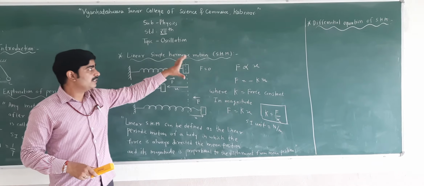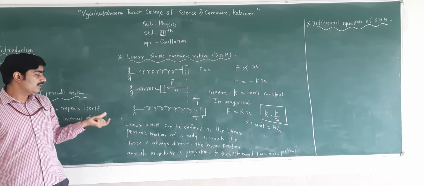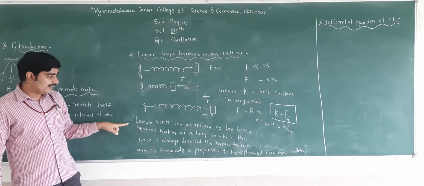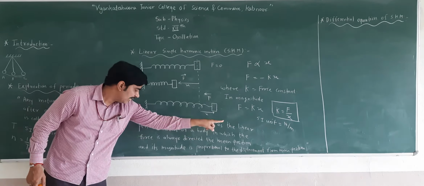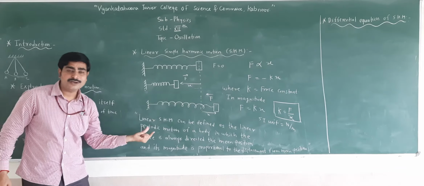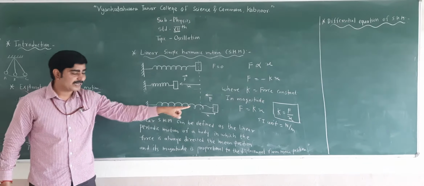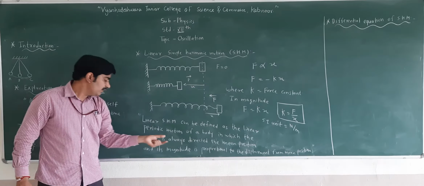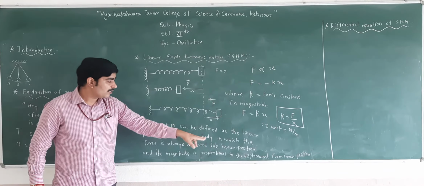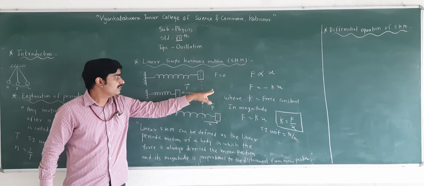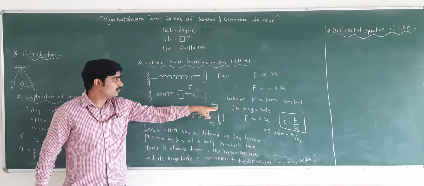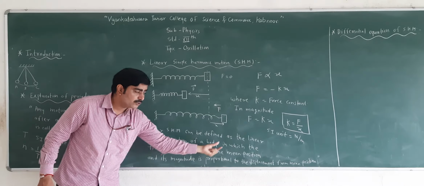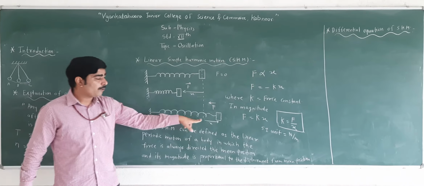So based on this, there is a definition of linear S.H.M, linear simple harmonic motion. Linear SHM can be defined as the linear periodic motion of a body in which the force is always directed towards the mean position, and the magnitude of the force is proportional to the displacement from the mean position.